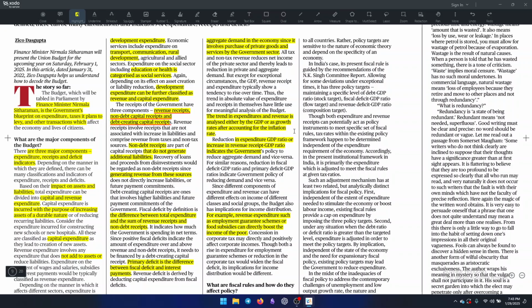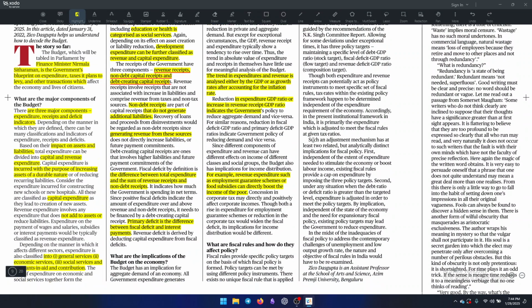Since different components of expenditure and revenue can have different effects on income of different classes and social groups, the budget also has implications for income distribution. For example, revenue expenditure such as employment guarantee schemes or food subsidies can directly boost the incomes of the poor. Concession in corporate tax may directly and positively affect corporate incomes, though both a rise in expenditure for employment guarantee schemes or reduction in corporate tax would widen the fiscal deficit. Its implications for income distribution would be different.